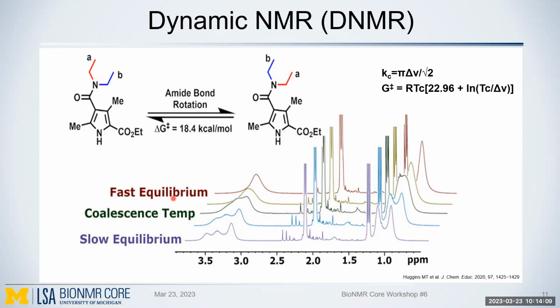And then from here, they can derive the important parameters. I give you an example here: they can calculate the rate constant at the coalescence point. You just need to put in the chemical shift difference between these two states, and then you can get the rate constant. Also, you can calculate the activation energy through this equation over here. They were able to calculate the energy barrier for the restricted amide rotation to be 18.4 kcal per mole.